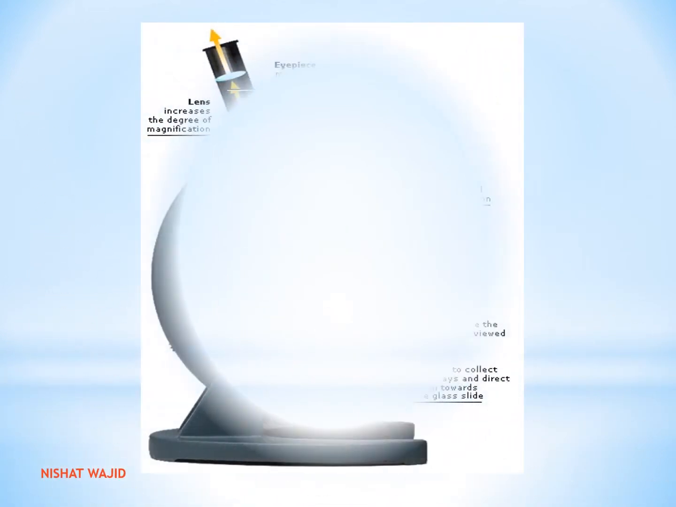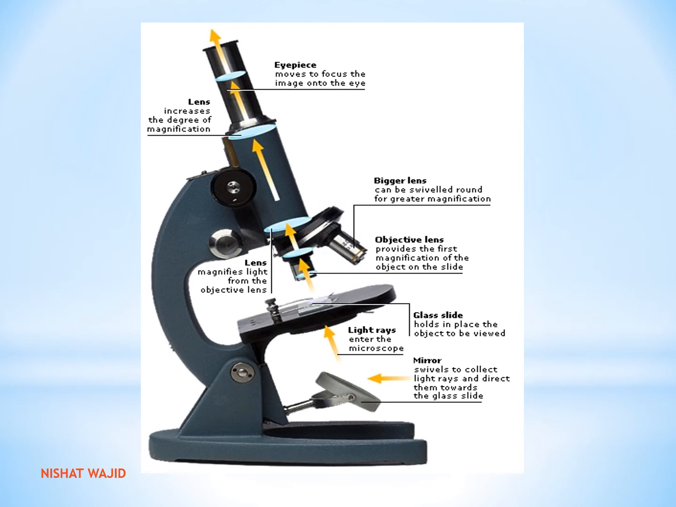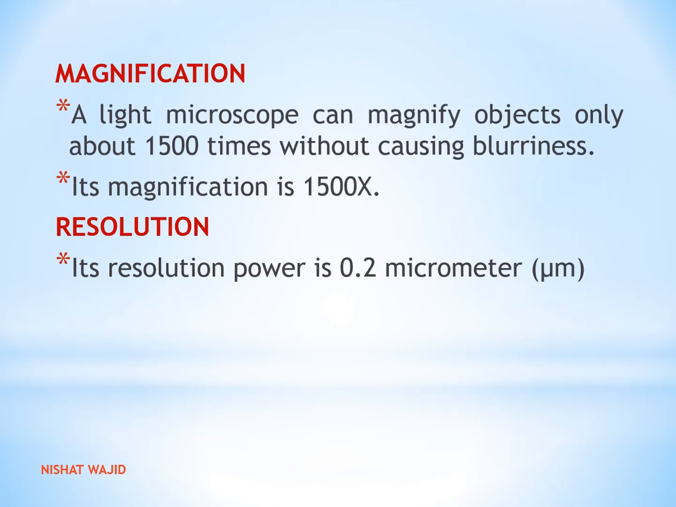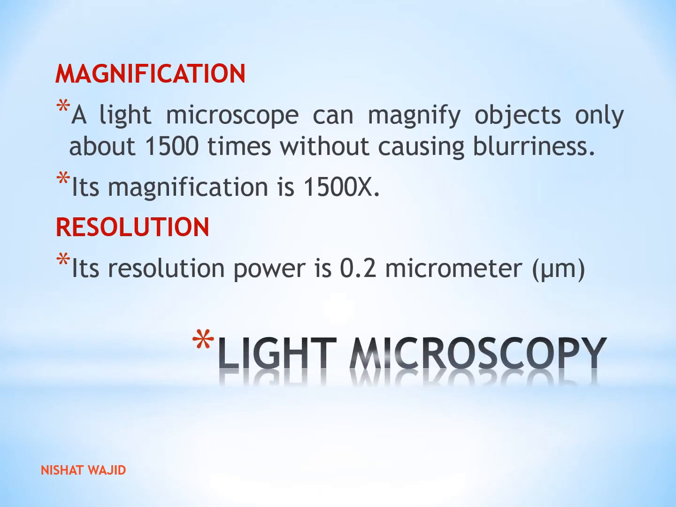This is diagram of light microscope. See different parts carefully. We will use this microscope in laboratory for certain practicals. As concerns the magnification, a light microscope can magnify objects only about 1,500 times without causing blurriness. So, its magnification is 1500x. If you see the resolution, its resolution power is 0.2 micrometer.